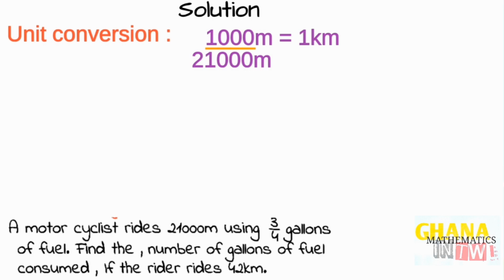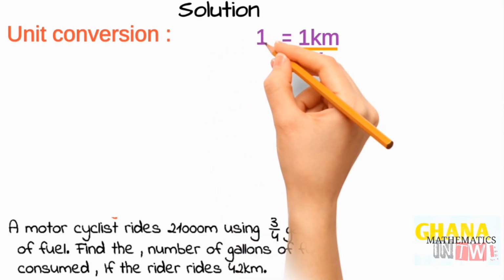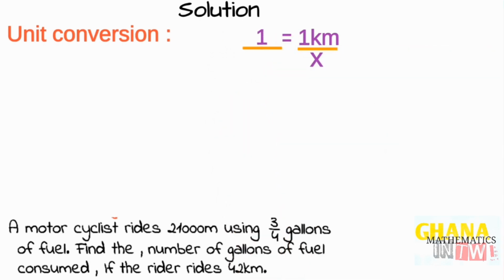What would 21,000 meters be? We don't know, so we can call it x, or we can use any variable for that. Now, to avoid any catastrophe, we have 1,000 meters over 21,000 meters equal to 1 kilometer over x, and we can do cross multiplication. That's when we apply the knowledge of cross multiplication here. So meters can cancel meters, so meters is gone. The zeros can also cancel out.